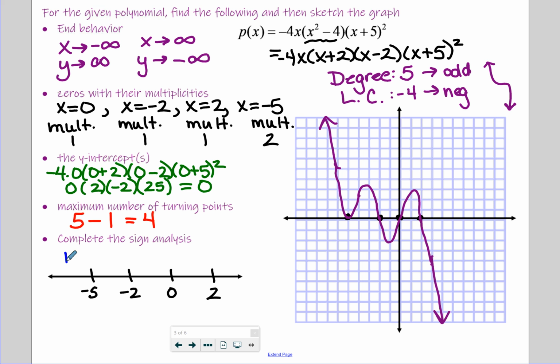Now for this function, you're going to see plus, minus, which tells me before -5 and between -5 and -2, I'm above the x-axis. -2 to 0, I'm below the x-axis. 0 to 2, I'm above the x-axis, and after 2, I'm below the x-axis. So that'll kind of tell you where the polynomial is located with respect to the x-axis, if it's either above or below, and that again can help you kind of connect the dots and put these pieces of information together.